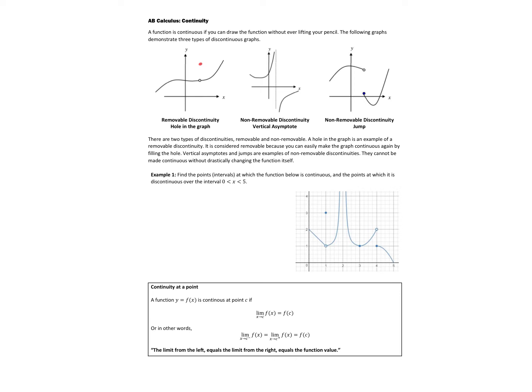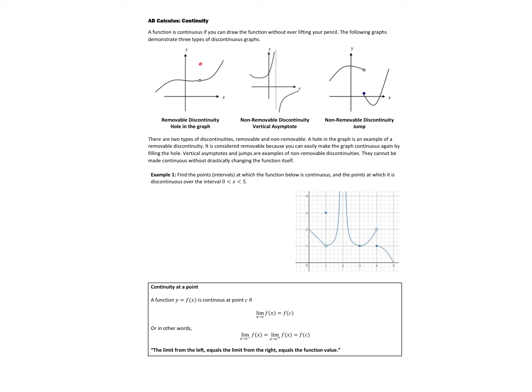Now, non-removable discontinuities are when you have a vertical asymptote, which means the limit is what? Does not exist because it increases and decreases without bounds, or it's a jump discontinuity. It jumped. It literally went whoop, jumped. All right, so example 1.